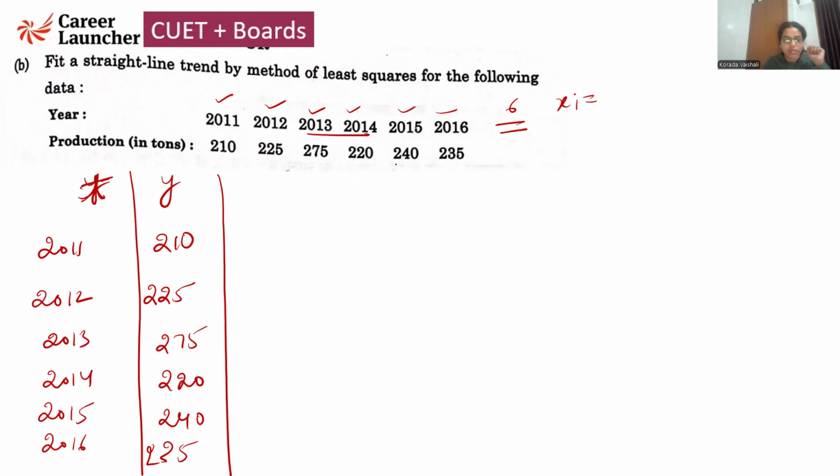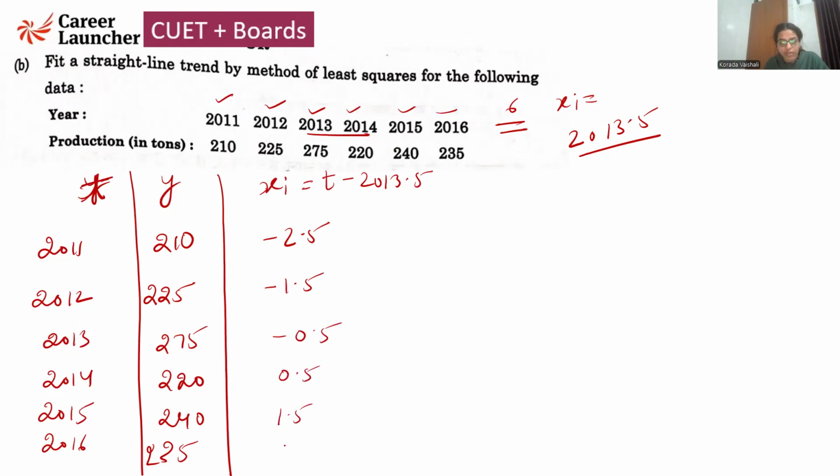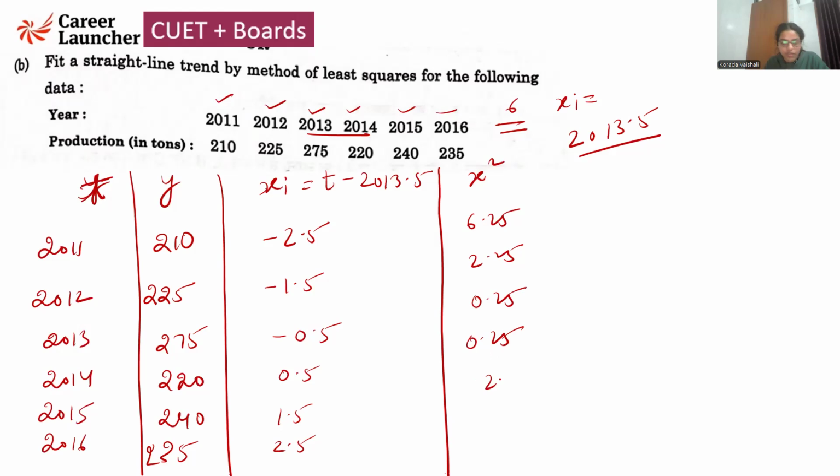So what is the origin point coming down as? It is 2013.5. The value of xi is each t value subtracted by 2013.5. So I'm getting minus of 2.5, minus of 1.5, minus of 0.5, 0.5, 1.5, and 2.5. Then the next column is for x square. So this is 6.25, 2.25, 0.25, and so on. And the final one is 6.25.